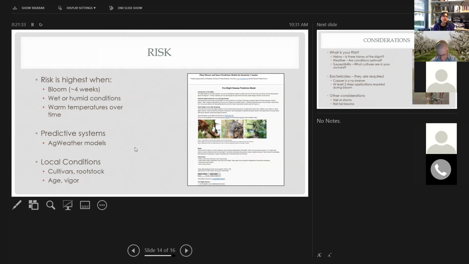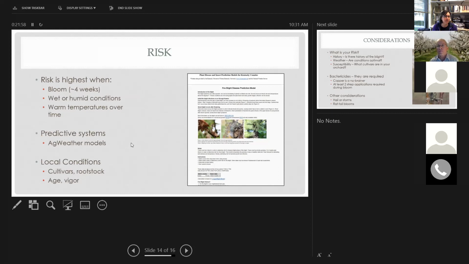All right. Very important, I highly recommend that everybody use the ag weather model. Again, we have a publication that explains how to use it, and I will also put the link to the model. We have a mobile version, so it looks better on your cell or your tablet. So I will put those in the chat later.